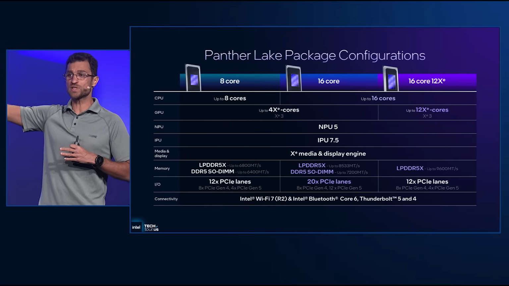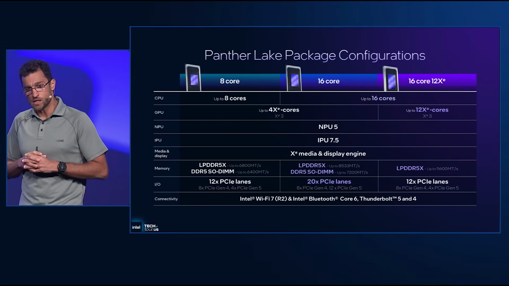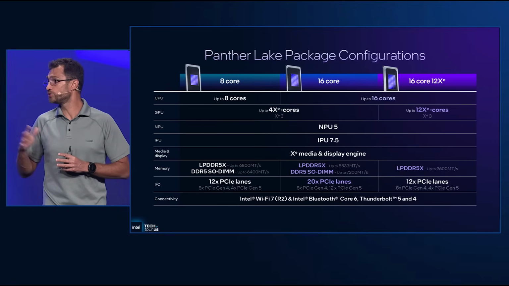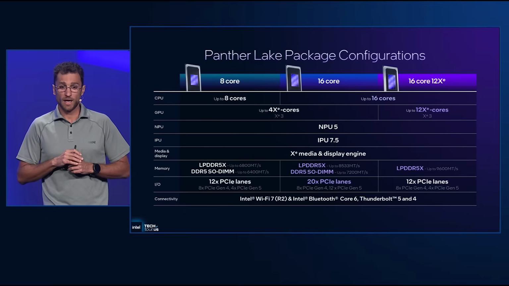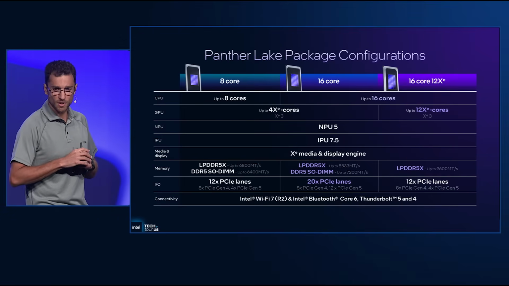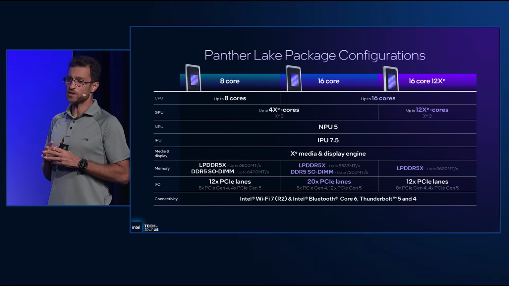Memory bandwidth improves as you scale from 6.4 gigatransfers per second to 9.6 for LP5, and from 6.4 gigatransfers per second to 7.2 for DDR5. And as we have seen, I/O capacity also scales from 12 to 20 PCIe lanes. Across all 3, the NPU, the IPU, the media, and display engines share the same configuration. All configurations also support a wide set of connectivity with Wi-Fi 7, Bluetooth 6, and Thunderbolt, ensuring consistent connectivity across the stack.